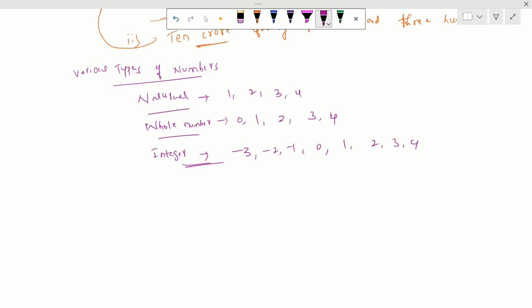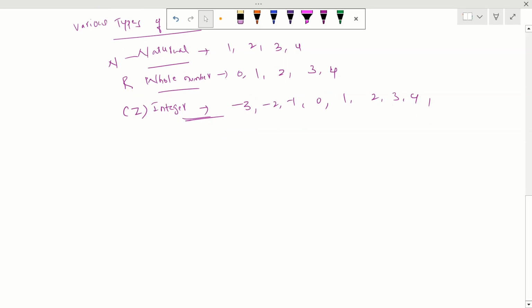Integers are generally denoted by capital Z, and natural numbers are denoted by the symbol capital N. And whole numbers will be represented by a capital R. Now we'll see the meaning of even numbers and odd numbers. So now we are going to discuss what even and odd numbers are.